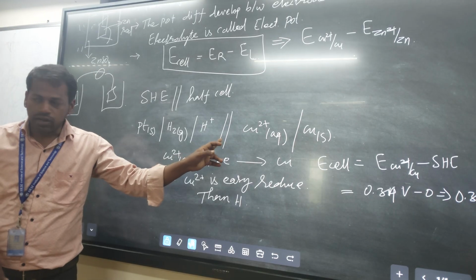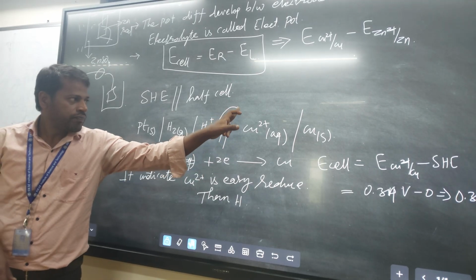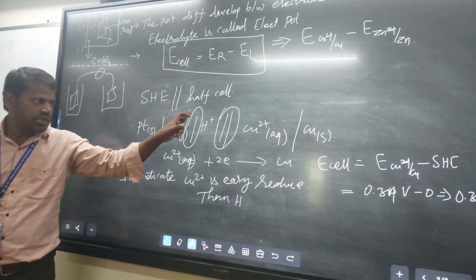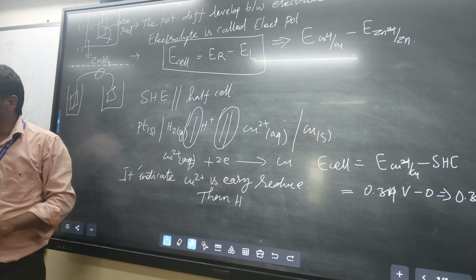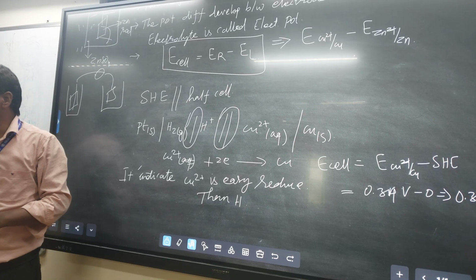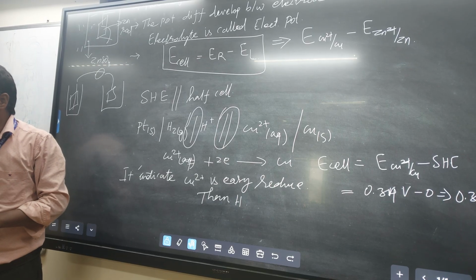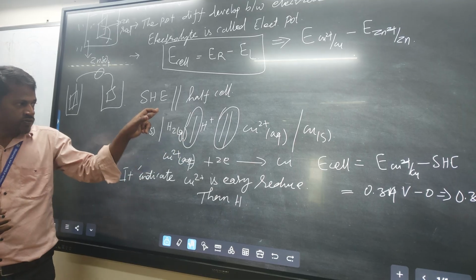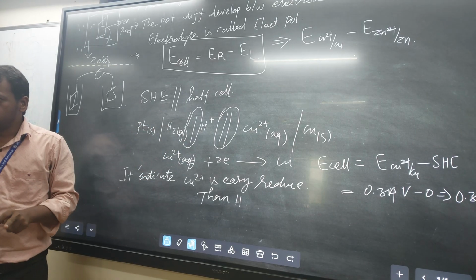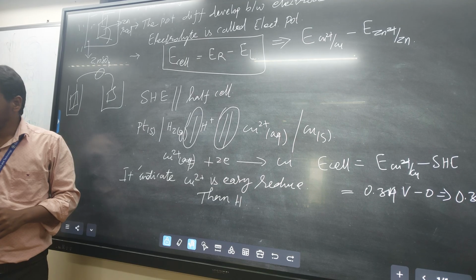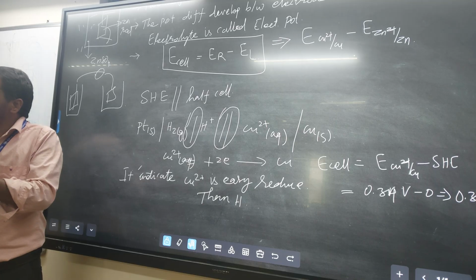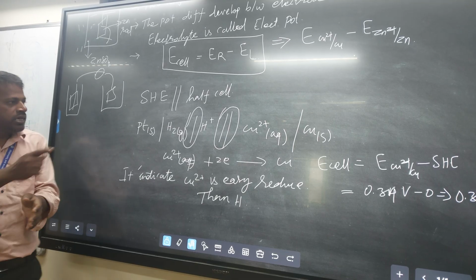Here, this double slash indicates what? The salt bridge. And the single slash indicates what? This is a salt bridge. Okay, this one. Single slash indicates what? Phase changes. Solid to liquid, solid to gas.